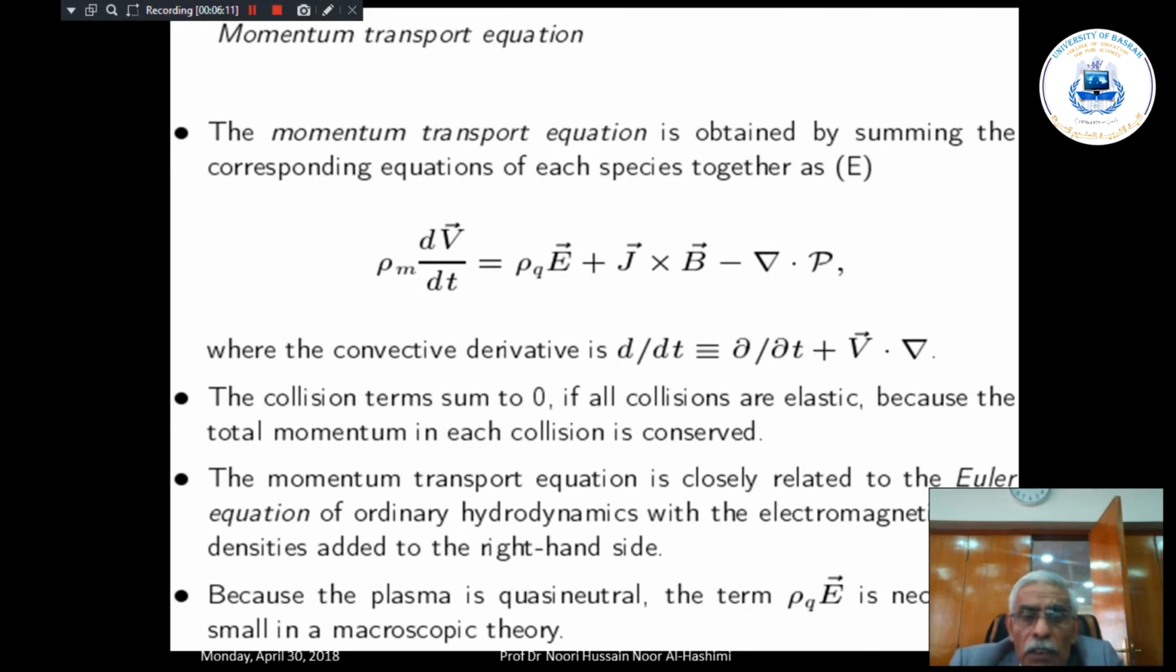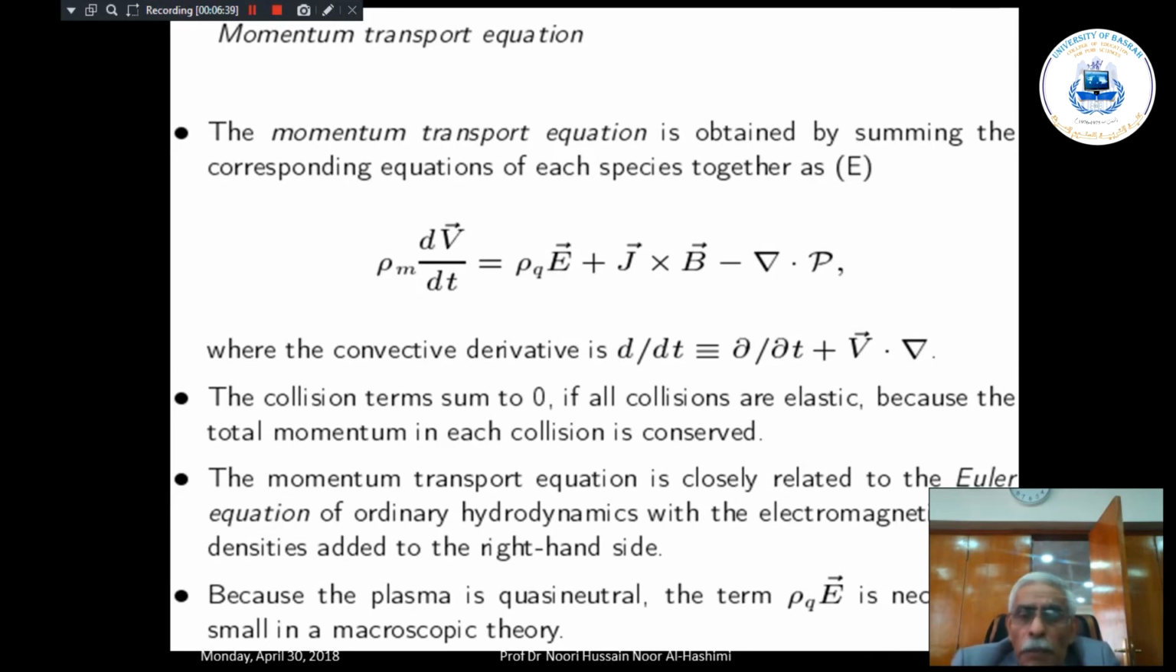The collision term sums to 0 if all collisions are elastic, because the total momentum in each collision is conserved. اللي يفسر التصادم شو يساوي صفر إذا كان التصادم مالته شنو؟ إلاستك. إلاستك يعني شنو؟ ما بي loss of energy or transfer of momentum.